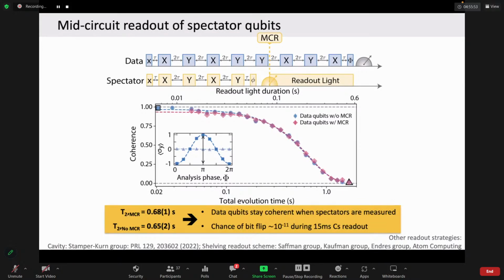And I should say there are multiple strategies towards achieving this. Dense damper currents group have achieved this by moving a single atom into a cavity readout zone. There are also shelving schemes that make use of more complicated level structures in Mark Safman's group, Adam Kaufman's group, and Manuel Andrews' group, and also from atom computing. Here, the beauty is that we don't have to do anything fancy. Basically, we have done all the work already by having all the lasers double and the trapping double, and now we can just independently read them out without having to do any shelving scheme or movement.